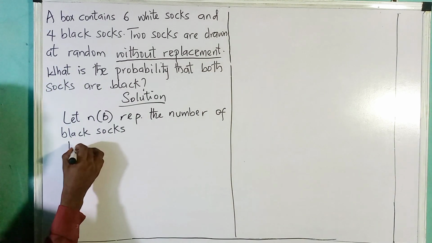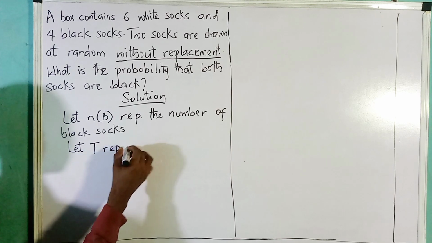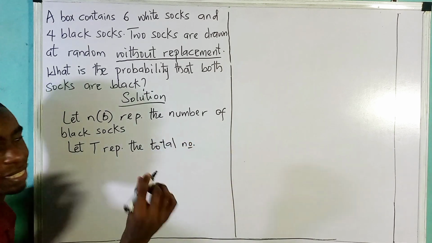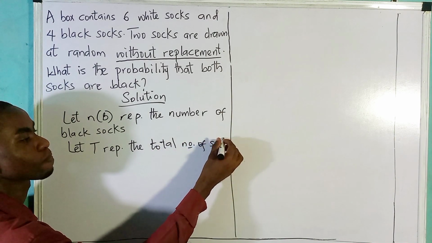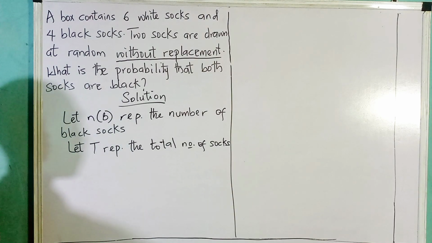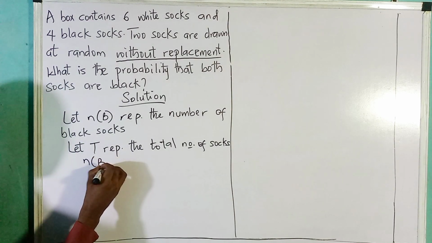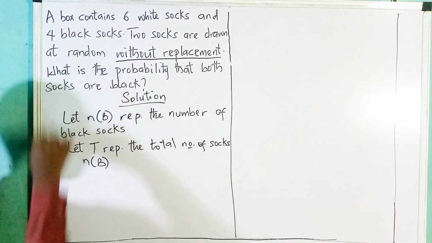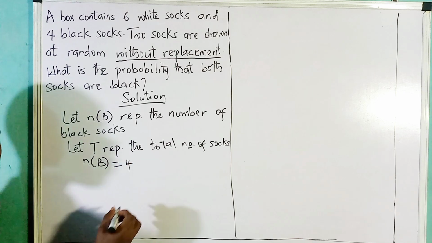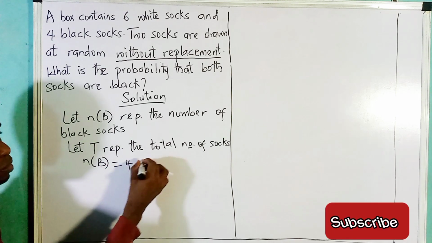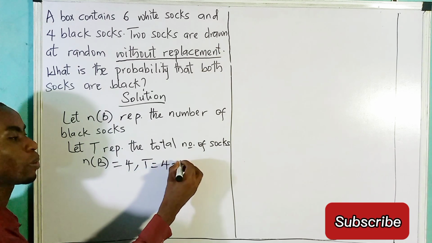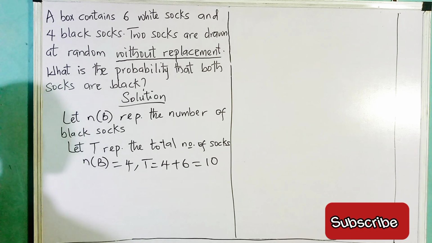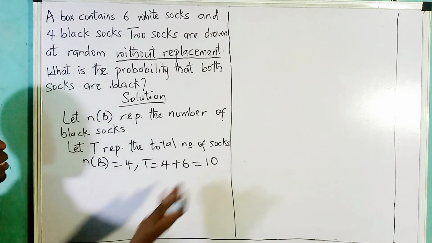We also say let T represent the total number of socks. It means that NB, the number of black socks from the question, a box contains 6 white and 4 black socks, so NB will be equal to 4, while the total T is equal to 4 plus 6, which is 10. Right, 4 black, 6 white, 10.